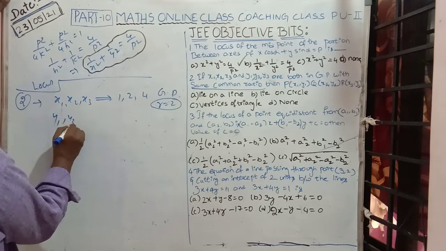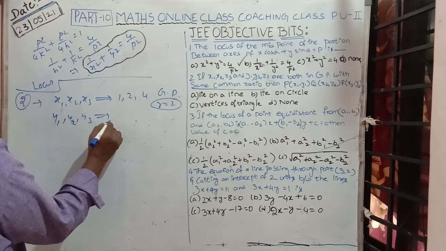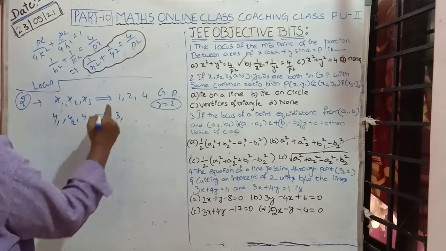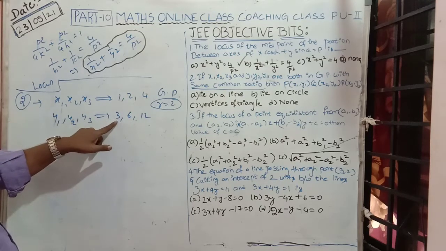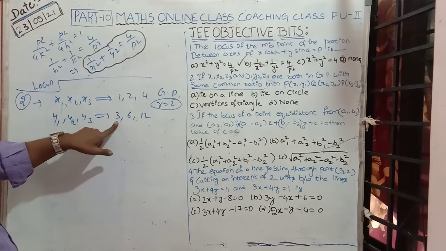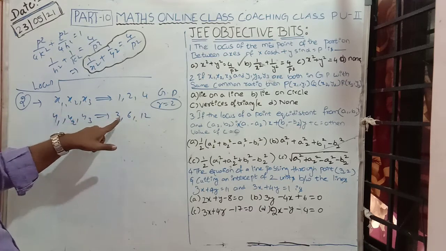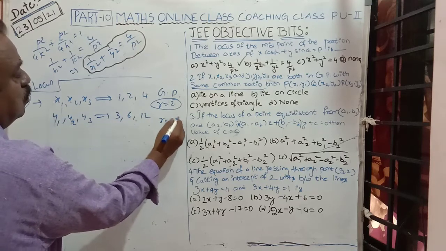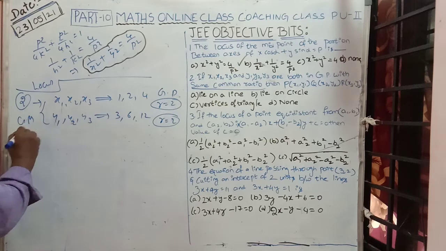Again y1, y2, y3 are also in a GP. That can be taken as 3, with the same common ratio, 6, 12. Will you agree? 3 is the first term of the second GP, and it is multiplied with the same 2: 3 to 6, 6 to 12. Here also r is equal to 2. These two are GPs.